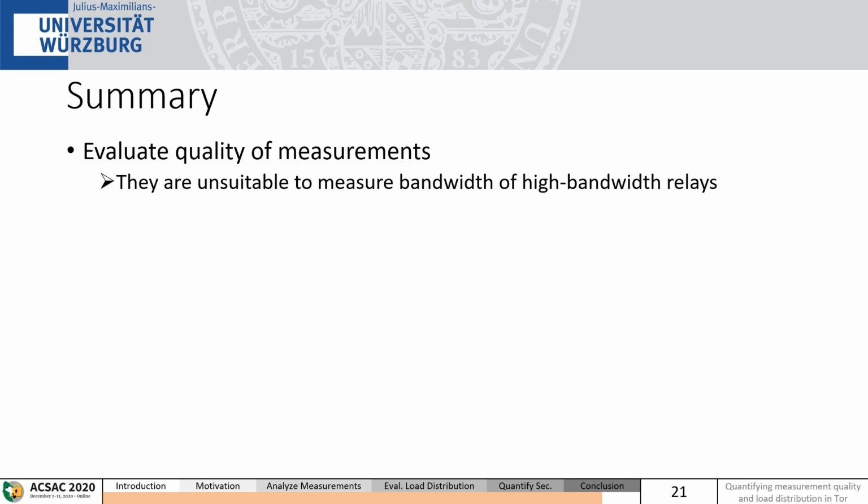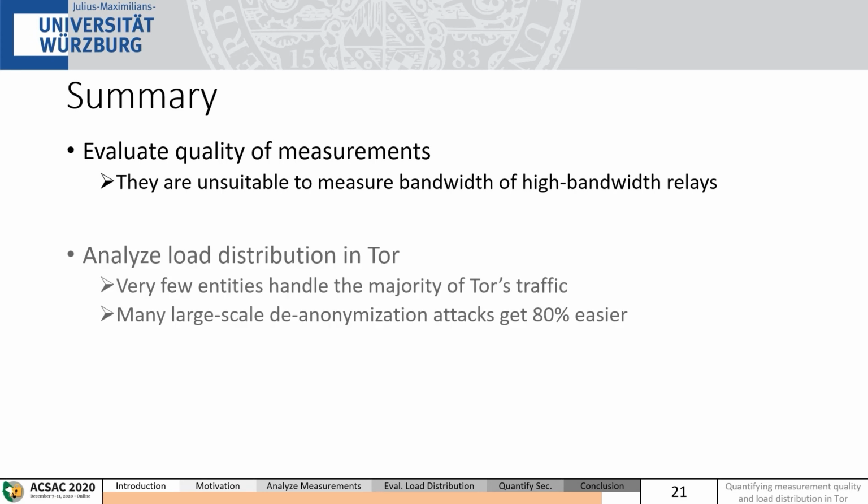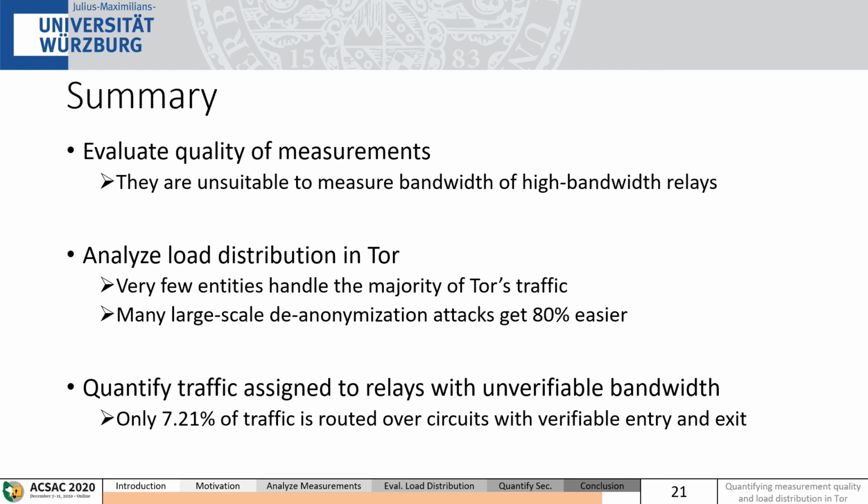To summarize, in our paper, we analyzed the quality of bandwidth measurements in Tor. We found several severe shortcomings, especially for high bandwidth relays. A following analysis of the load distribution in Tor showed that only few entities are responsible for handling the majority of traffic in Tor. This reduces the amount of relays necessary to perform various large-scale de-anonymization attacks by more than 80% simply by focusing on popular relays. Lastly, we showed that currently the majority of Tor's traffic is assigned to relays whose bandwidth we cannot verify, undermining the central goal of the Tor Load Balancing Mechanism.